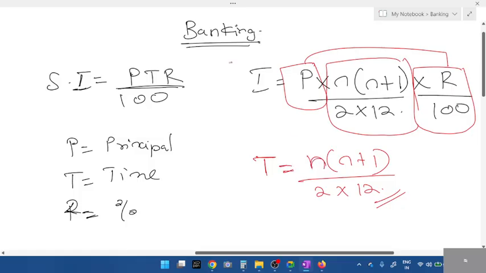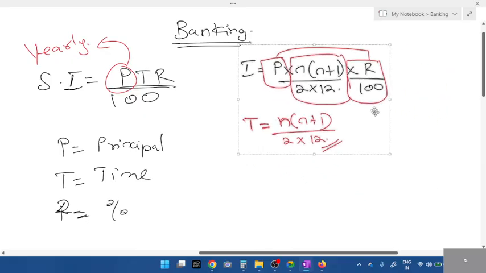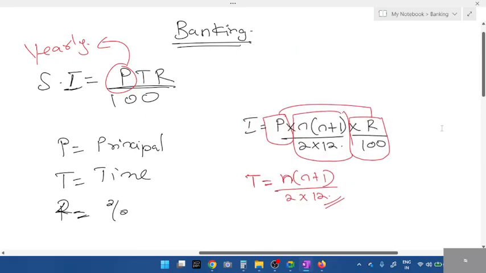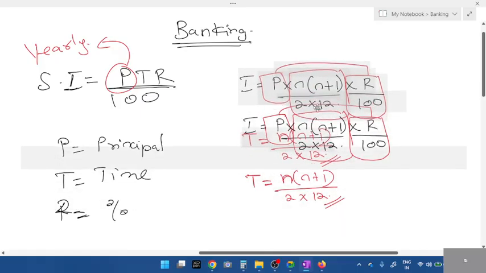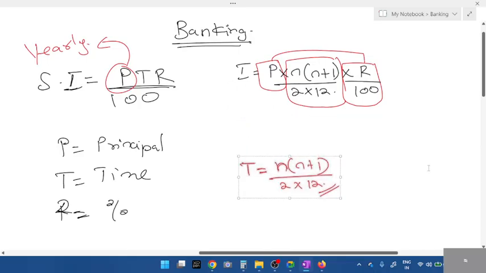Why is the time period changed? The reason is, usually in simple interest, we calculate on a yearly basis, so principal is deposited yearly. In banking, it's not like that. In the banking chapter, principal is deposited every month, on a monthly basis. N stands for number of months. So the only difference is the T value.